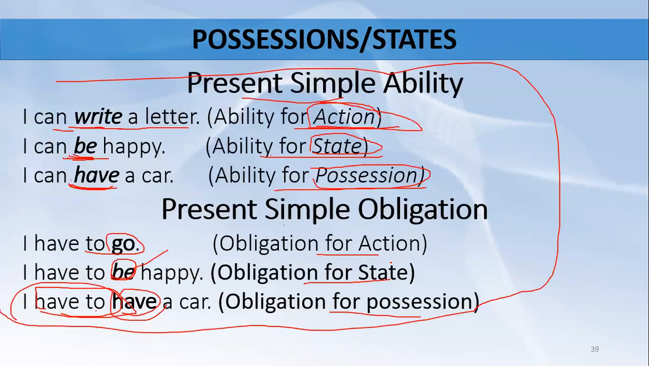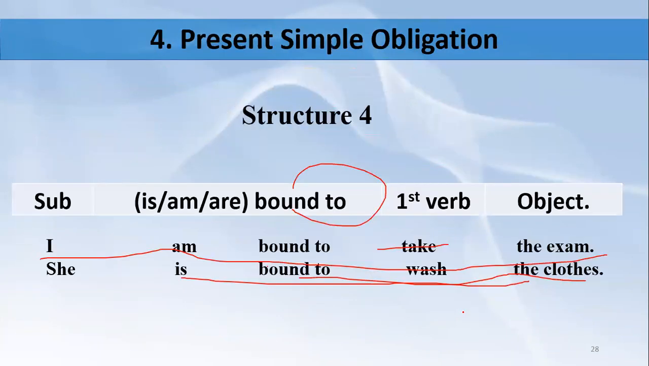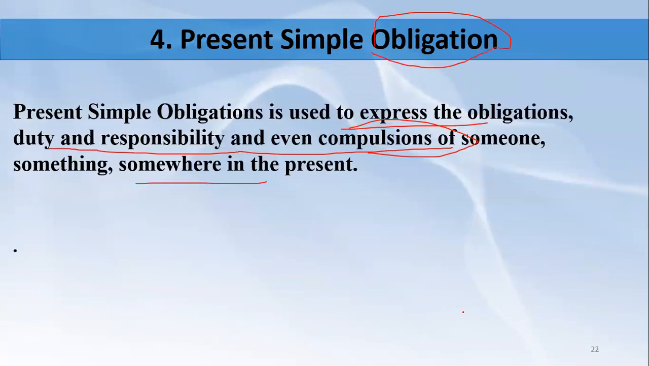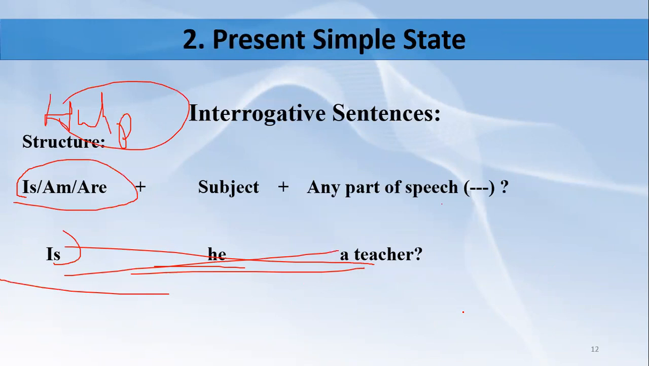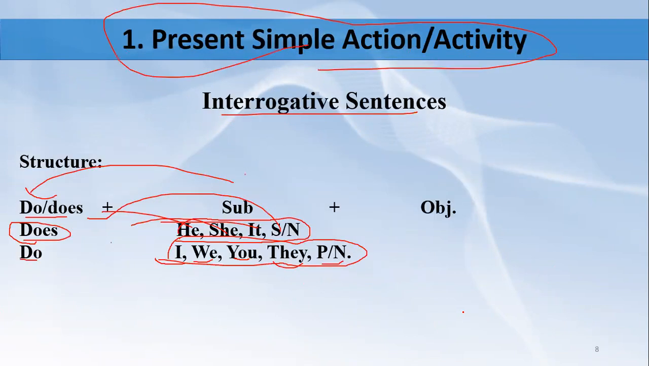Clear? So this is how, as I told you, we may talk about our ability to do something, our ability to be something, our ability to have something. In the same way, our position to do something, to be something, and to have something. So this is what present simple tense is all about. Clear? Yes, sir. If you have any question, you may kindly ask now.